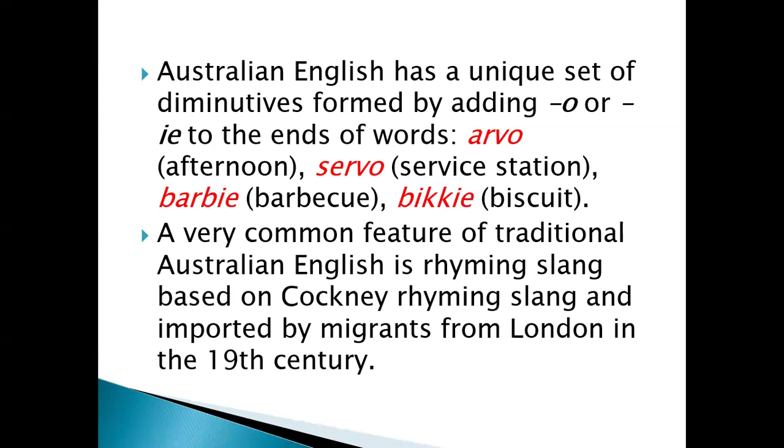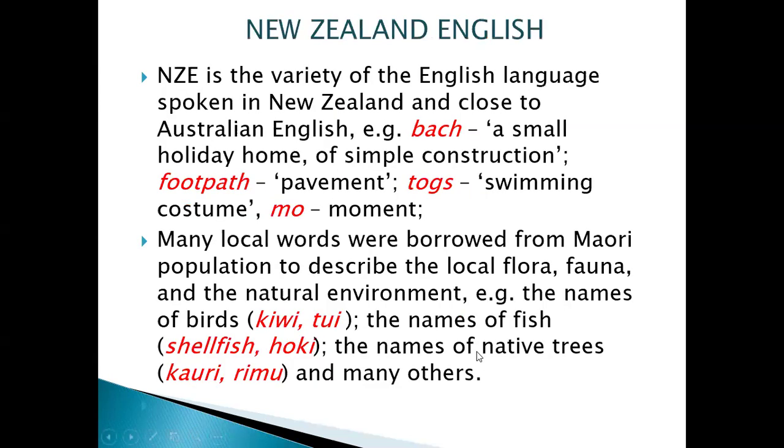A very common feature of traditional Australian English is rhyming slang based on Cockney rhyming slang and imported by migrants from London in the 19th century.